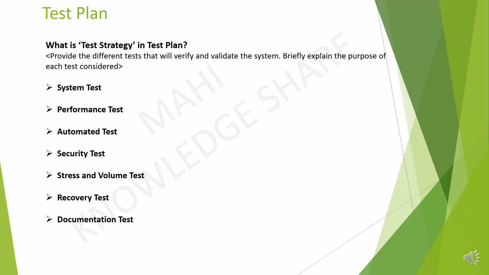Documentation test. Describe the test that will be conducted to check the accuracy of the user documentation. Beta test. Explain the test that would be performed in the test environment by the client. And user acceptance test. Describe the various tests the client will perform after implementing the system.